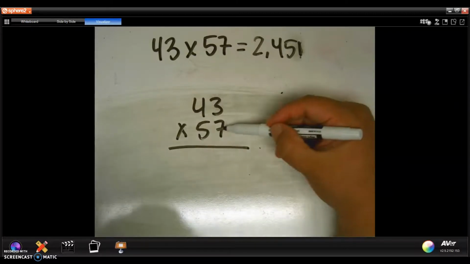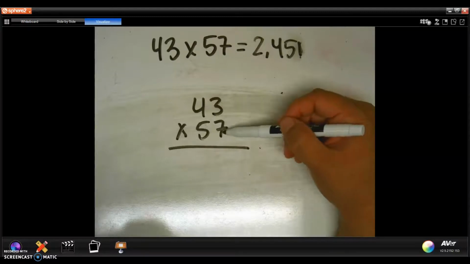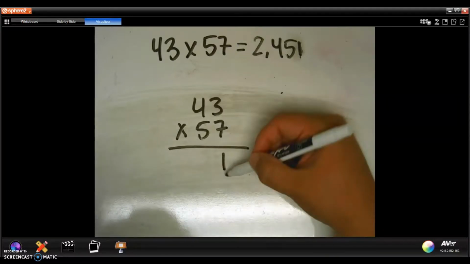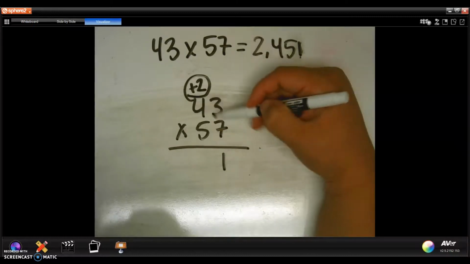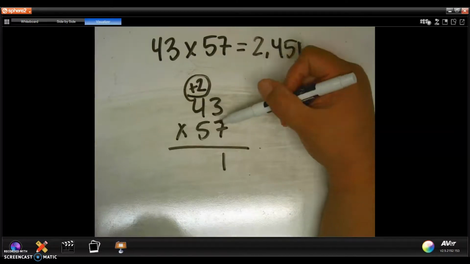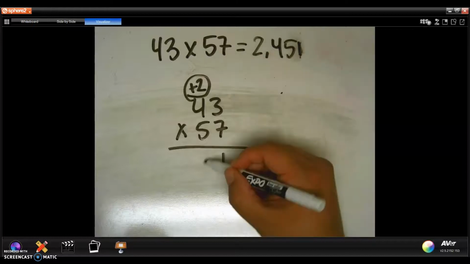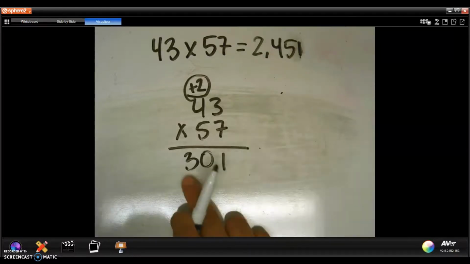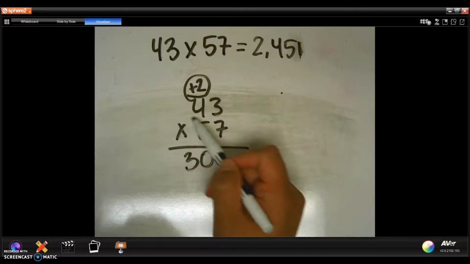So 7, I think about this like a party, right? So 7 needs to meet 3. 7 times 3 is 21. I drop the 1, carry the 2 to the next place, because 7 is about to meet 4. So I need to be prepared, plan in advance. 7 times 4 is 28, plus 2 more is going to be 30. I can drop the 3 because that's the last digit up here that 7 is going to meet.